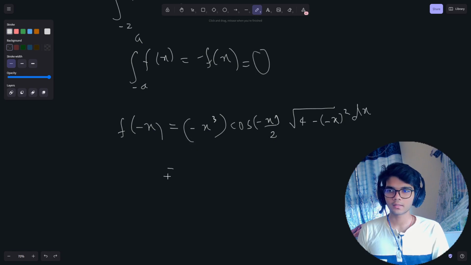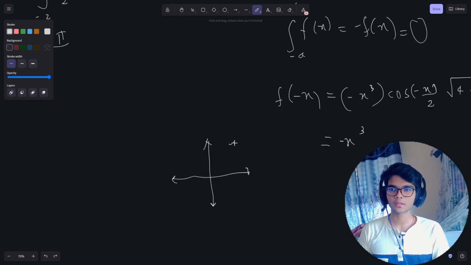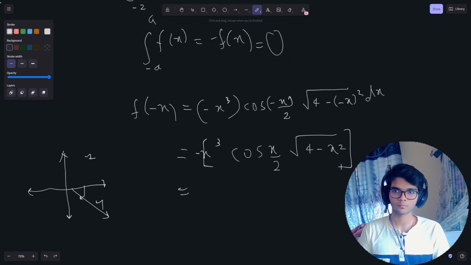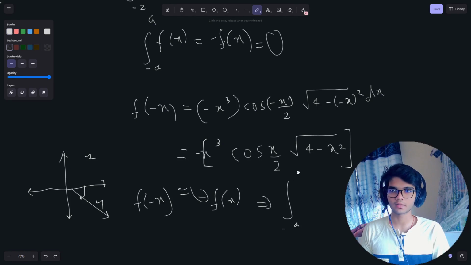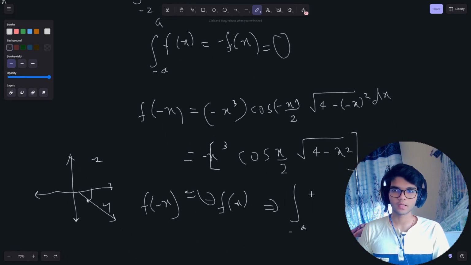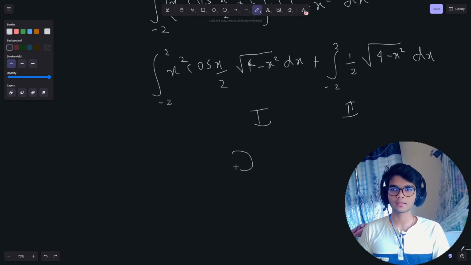Alright, you can clearly see this happens to be minus x cube. And talking about this cos function, the cos is positive in the first and the fourth quadrant, and minus x results in this, which means cos is positive here. So this is our original function. You can clearly see this is an odd function. The integral here, provided the limits are minus a to a, in this case minus 2 to 2, is actually just 0. So this over here evaluates to 0.